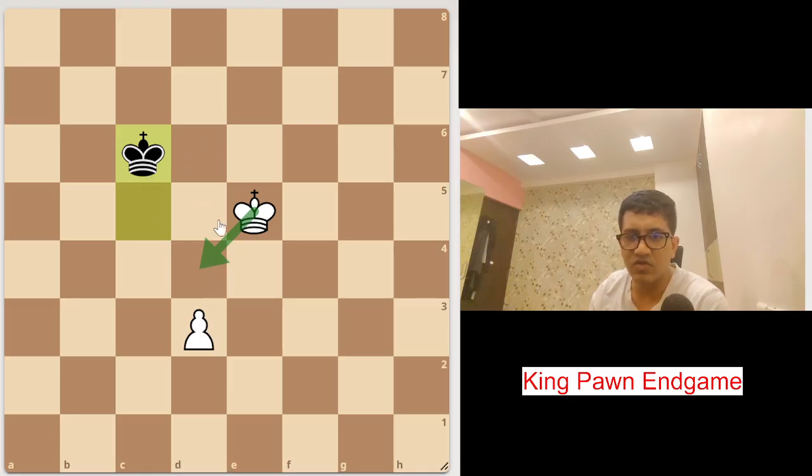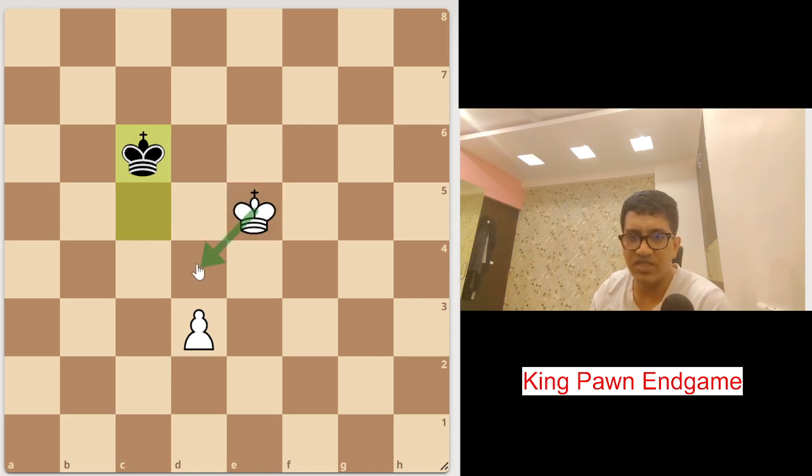Now this is your move. How can you win this one? Just think about how you can win this one. What's the key square of this pawn now? These three, and you are occupying these three. So of course, this is your winning position. Now how can you win this one?